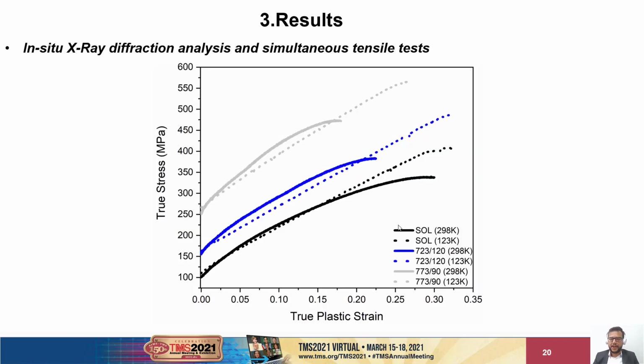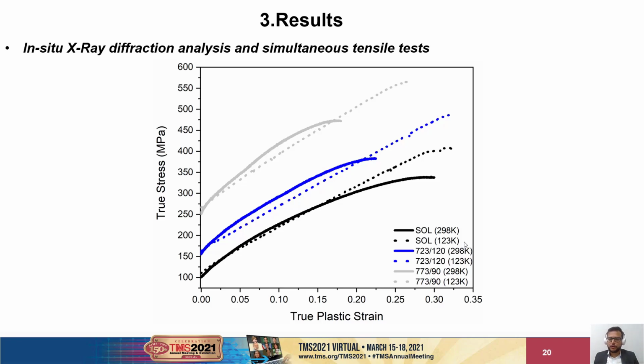And here are the stress-strain curves, where we can see that from Sol to 772 condition, there was an increase in the mechanical resistance, and this is due to the appearance and growth of the chromium precipitates. We also noted that the mechanical resistance is even higher for the test performed at cryogenic temperature, and this is due to the partial suppression of dynamic recovery.